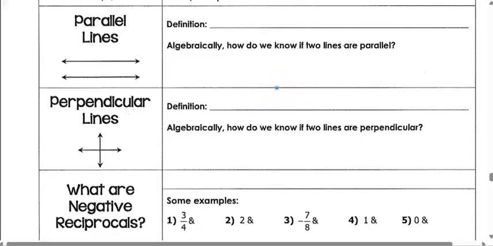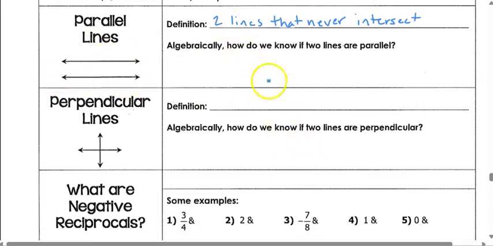All right, we're going to look at parallel and perpendicular lines. So parallel lines are two lines that never intersect, meaning they never cross or touch each other. Okay, so these two lines here are parallel. They are never going to cross each other.